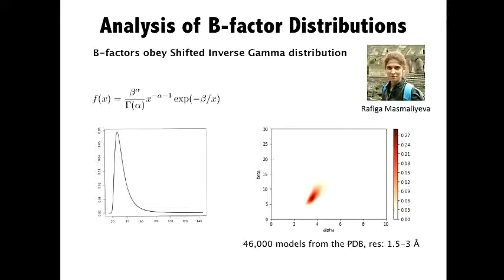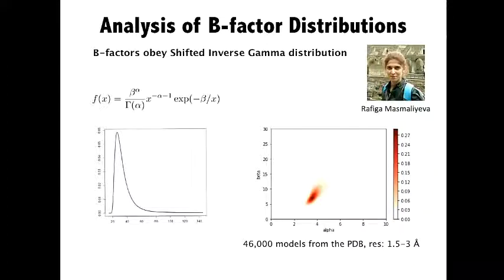Finally, a very interesting and exciting little project that's been done by Rafiga from Azerbaijan, based on the idea that B factors should obey a shifted inverse gamma distribution. So here's a shifted inverse gamma distribution, here's the formula for it, and you can see that there is an alpha parameter and a beta parameter. Now, if you plot the alpha parameter versus beta parameter for 4,000 to 6,000 models from the PDB with reasonable resolutions, then you get a very tight distribution of alpha-beta parameters.